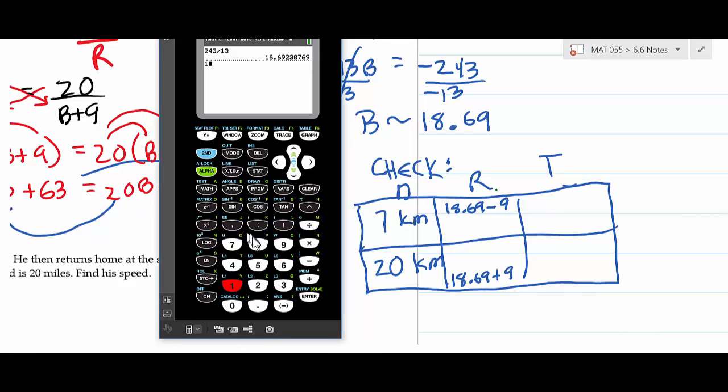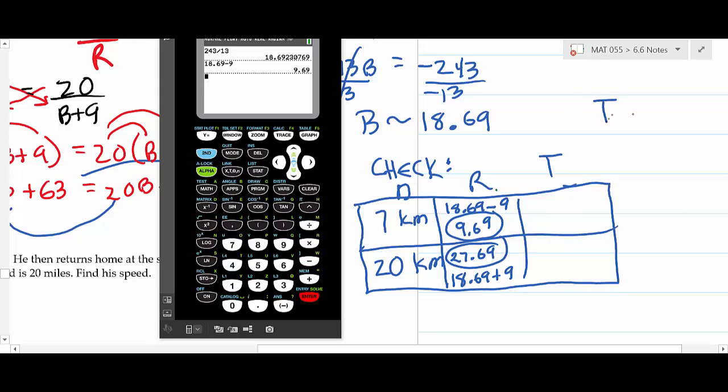So when you're going upstream, the speed of the boat without current is 18.69. But if you subtract off the current of 9, the boat is slowing down because of the current to 9.69. Okay? Now, if we do the next one, 18.69 plus 9, that's 27.69 like that. Now, here's how you tell you're right on this problem.